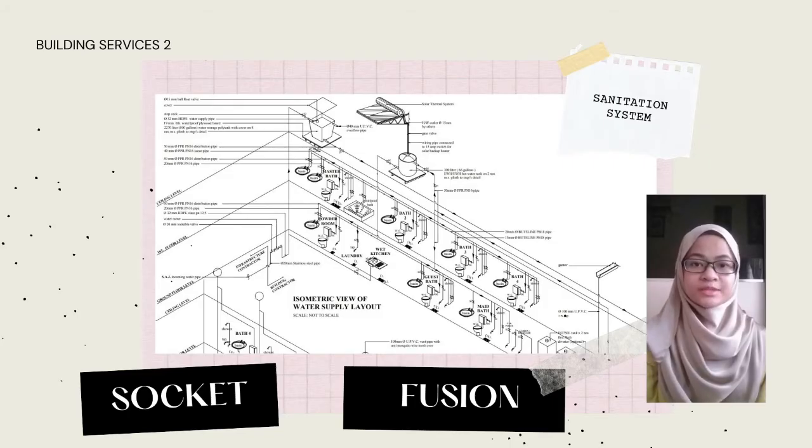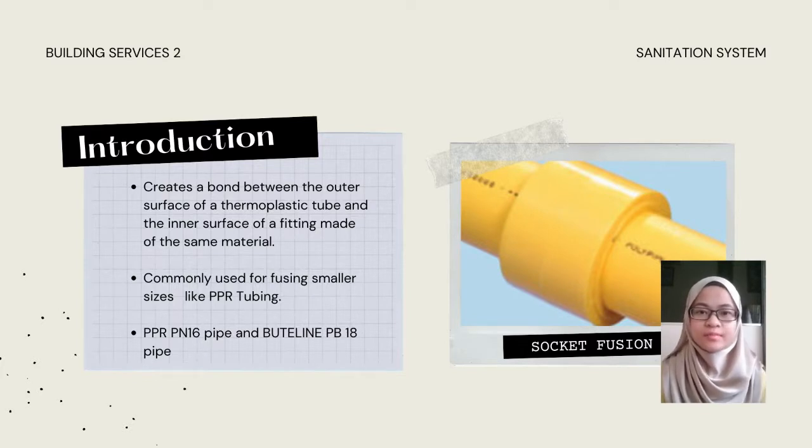From what I have observed, this layout drawing has used socket fusion to join the pipes. Socket fusion creates a bond between the outer surface of a thermoplastic pipe and the inner surface of a fitting made of the same material. In addition, it is commonly used for fusing smaller sizes like PPR tubing pipe.